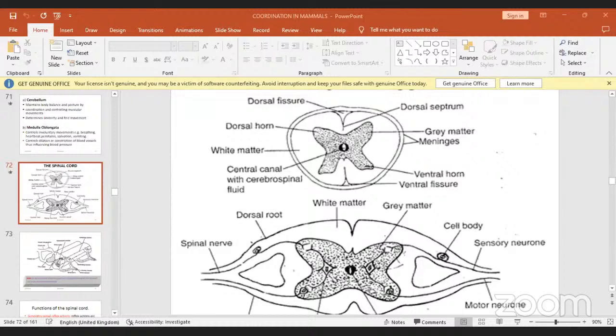Somebody has just joined now. We are doing support and movement, the last topic in Form 4.